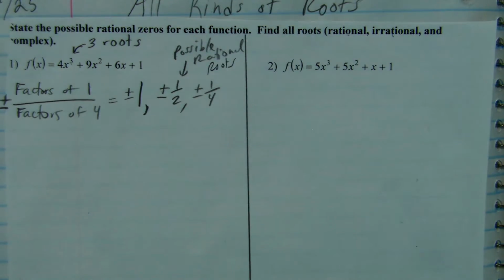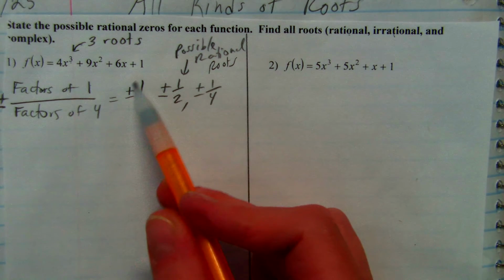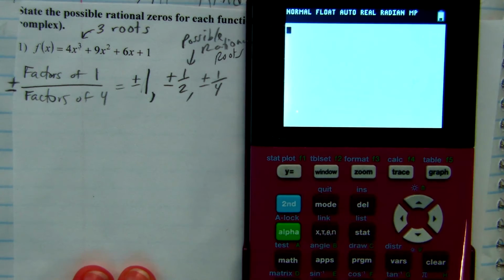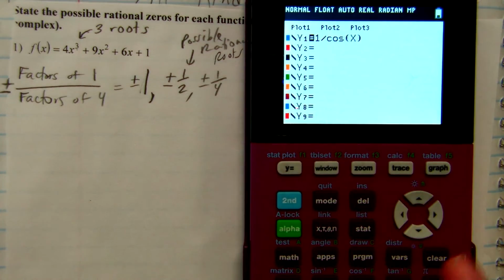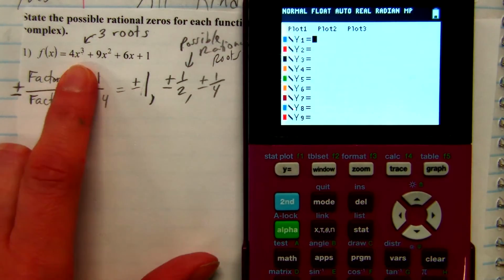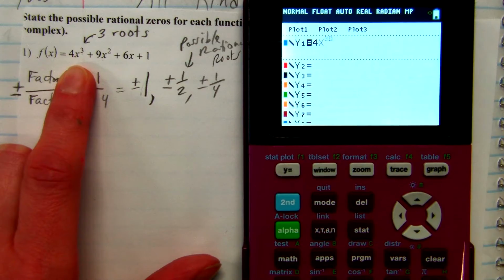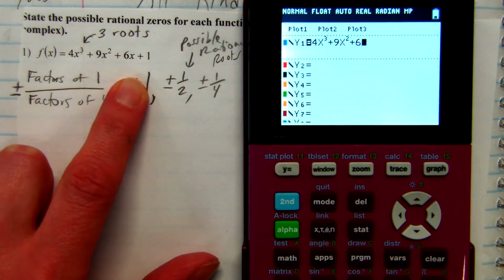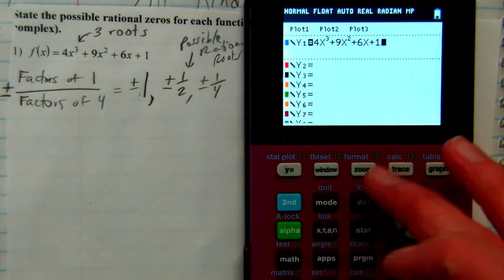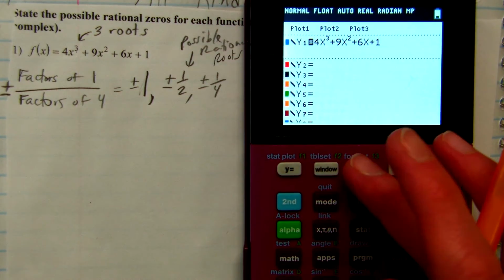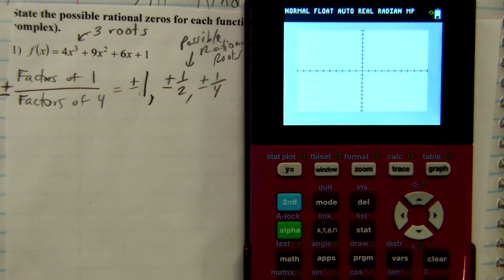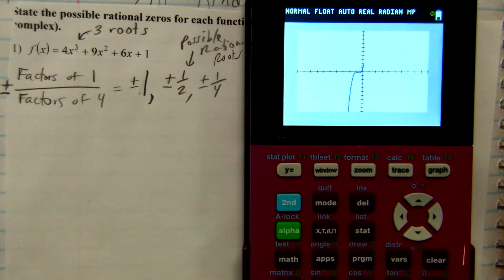And then what we did, instead of checking all 6 of these, we actually have been using our graphing calculator to narrow this down. So I'm going to go into my y equals menu and put in this function, 4x to the third plus 9x squared plus 6x plus 1. And then if you have your screen on something weird, a good place to start is to do zoom and do number 6 just to get a standard window. None of our numbers here are very big, so we don't need anything bigger than that.